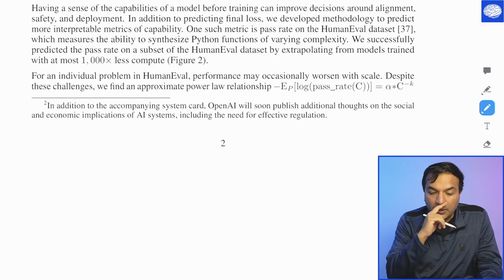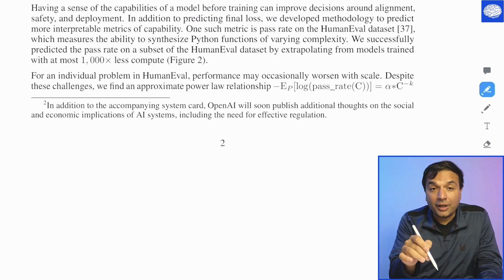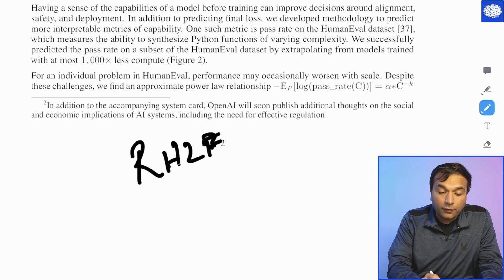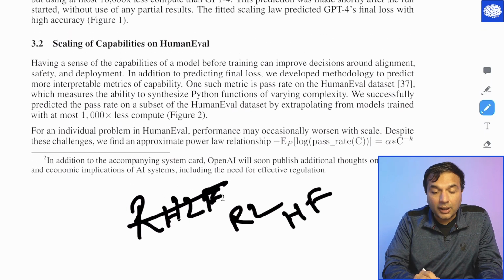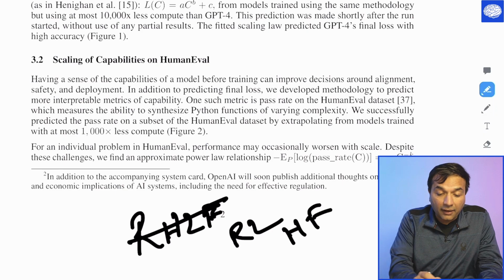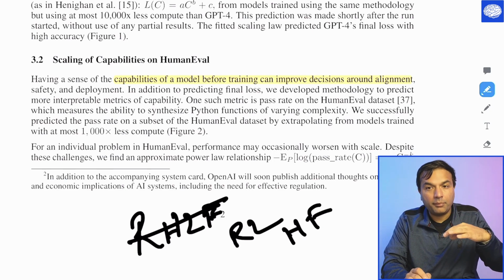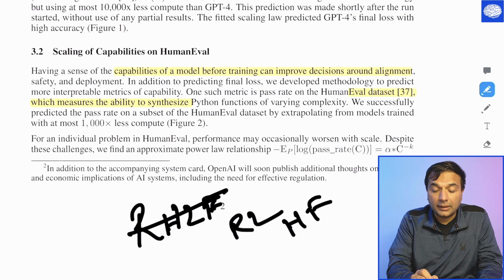The scaling capabilities of human evaluation is one of the things that I always look at, because they trained through RLHF. I don't know if you remember, it's RLHF, reinforcement learning from human feedback. And that is what they're looking at. One of the things they have done is to get a sense of capabilities before turning into improved decision. So once the human provides feedback, one of those metrics is the human evaluation data set as well.